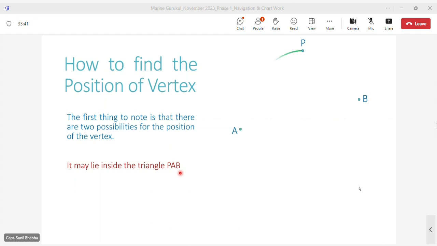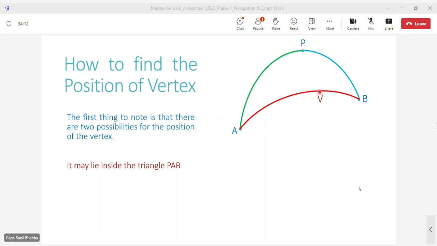The PAB triangle is the spherical triangle which we made for calculating the great circle distance and the initial and final courses. One possibility is that the vertex lies somewhere between the positions A and B. That means the great circle track reaches its highest latitude between position A and position B, which are our initial and final positions.